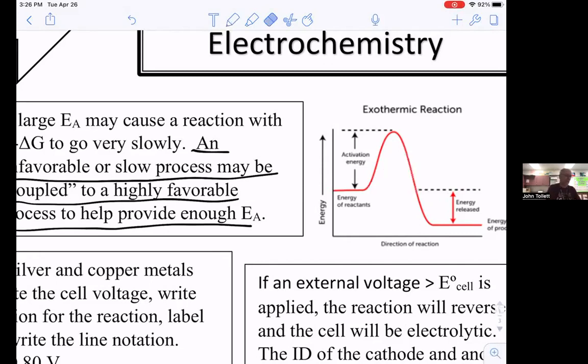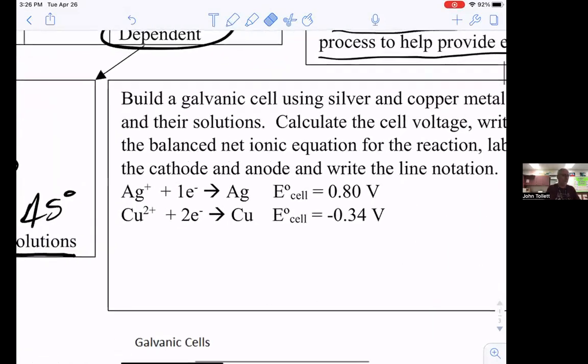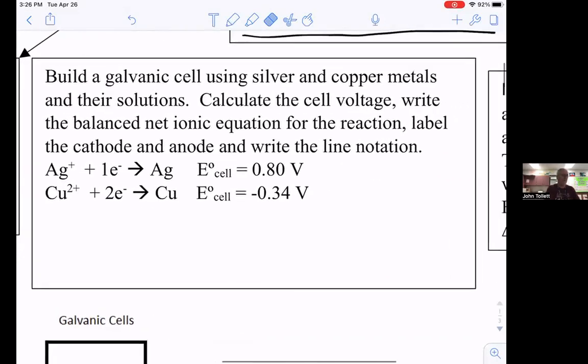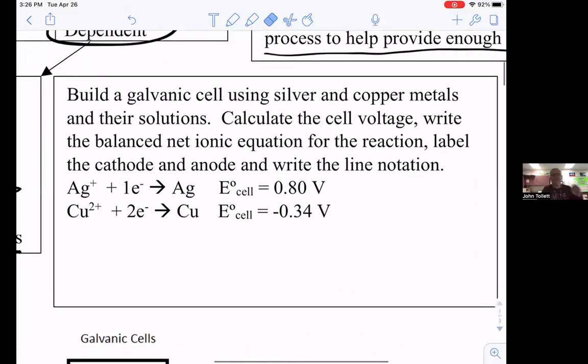Okay. So let's move down here. Let's go ahead and do the cell. So we'll go ahead and build the galvanic cell down here on the bottom, but first let's talk about what they want us to do. So it says, build a galvanic cell, using silver and copper metals in their solutions. Calculate the cell voltage. Let's go ahead and do that part first.